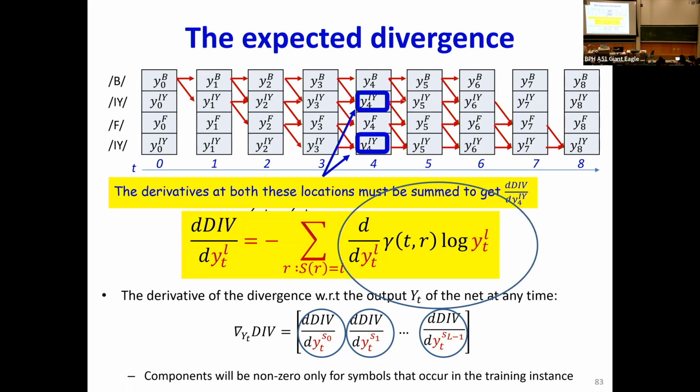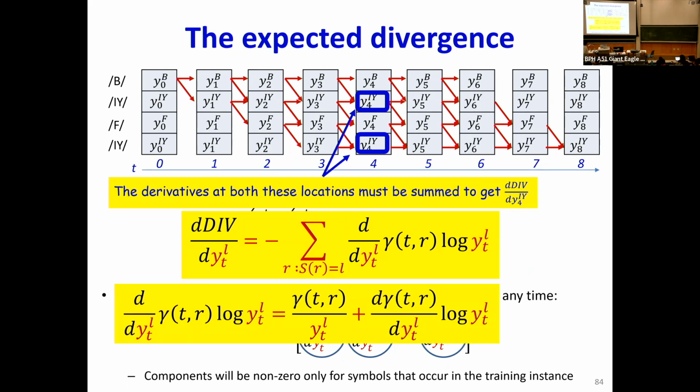So the key now is, what is this derivative? And this is the derivative of gamma TR times the log of the probability, right? And just using my chain rule, that's going to be the derivative of log of y is 1 over y, right? It's going to be gamma TR divided by y plus the derivative of gamma times log of y, right? It turns out that this guy is really hideous to compute.